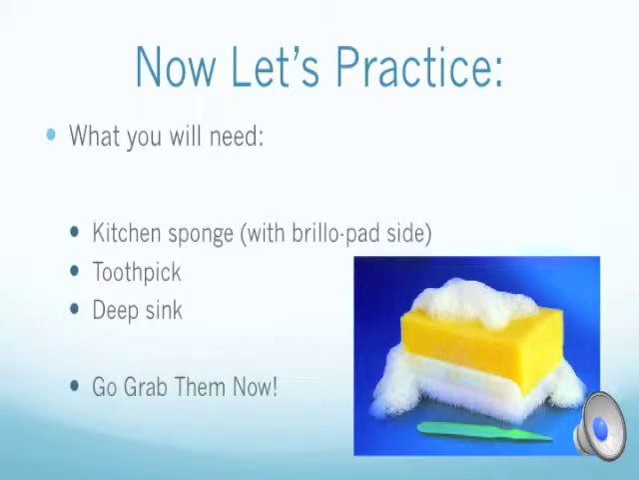All right, if you haven't gotten them already, we're going to practice scrubbing. I'd like you to get a kitchen sponge with both a soft and a scrubbing side, a toothpick, and if you have access to one, a deep sink. If you don't have access to a deep sink, you can position any object about chest height and use your imagination that it is a faucet, and this should suffice. If you need, pause the video and get these items since we're going to practice.